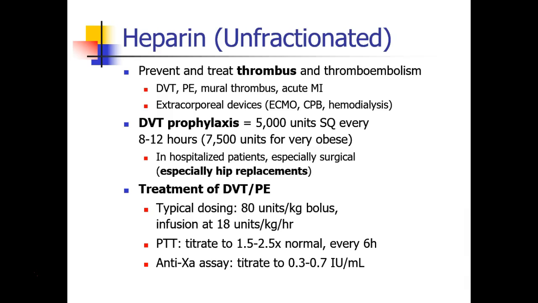If a patient has a known clot, like a DVT or a PE, then heparin is dosed at a higher level, usually something like an 80 unit per kilogram bolus followed by an infusion at 18 units per kilogram per hour. Again, if you're following PTT, you titrate it to a level of about 1.5 to 2.5 times the normal level, checking it every 6 hours. Nowadays, we're checking anti-factor Xa assays, titrating to a level of about 0.3 to 0.7 IU per milliliter.